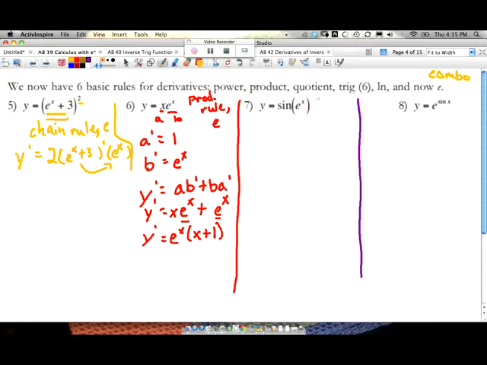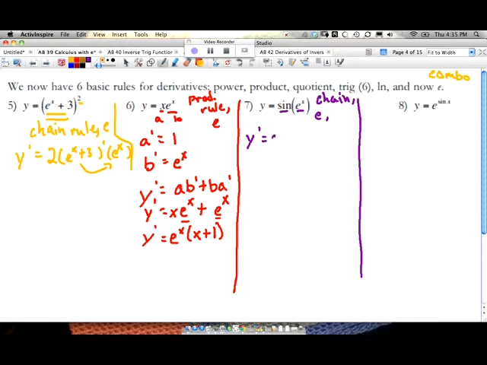Alright, what do I see? First I see chain because I got layers. I got an outside part of the function and an inside. Next I see an e in there as well for that inside piece. So that means for chain rule, I'm going to start with the outside.